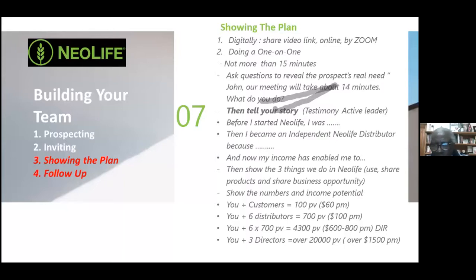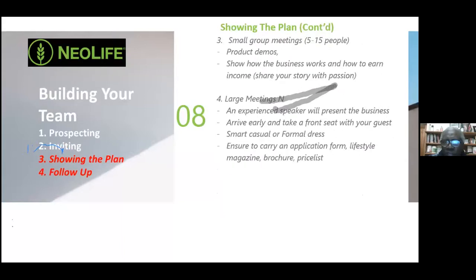You and your customers, if you do 100 points, you can earn about $60 per month in terms of profits and bonus. If you get 6 distributors who do 100 points each, you build 700 points, your income is about $100. If you get 6 distributors who do 700 points plus yourself, is 4,300. That's about $800 in income and commission. If you build 3 directors, that's over $1,500 a month. People want to see what the business can do, so learn to show them the numbers, okay? And this should not take you more than 15 minutes.